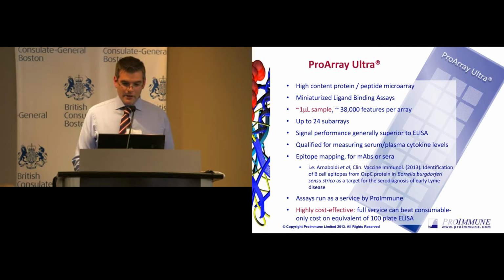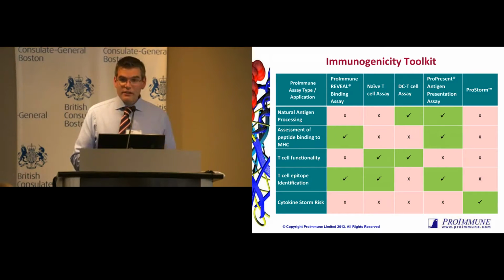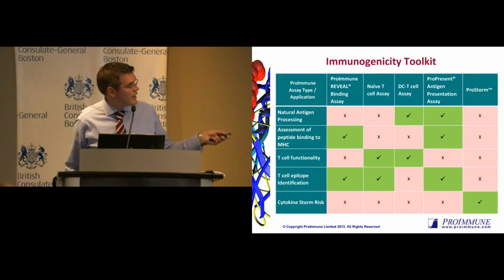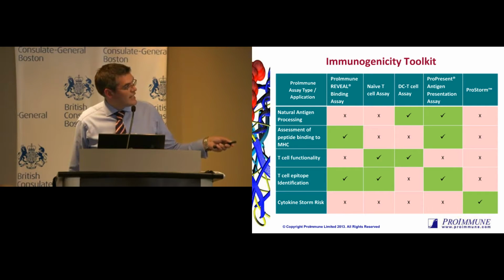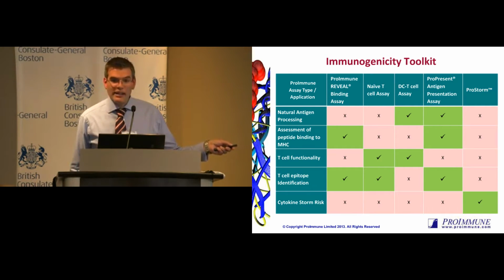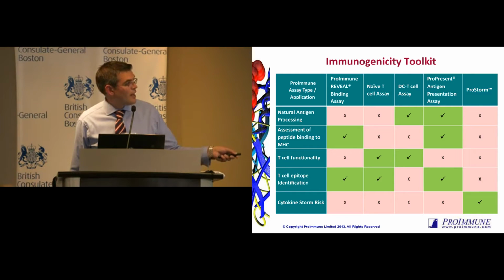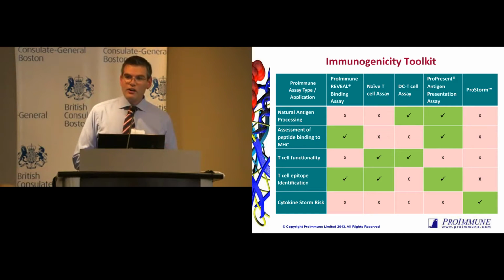I won't go into this in too much detail, but just to say finally that the toolkit we have available allows different questions to be addressed at different time points. Whether you're thinking about natural antigen processing and whether that is an important thing to consider in your assays, in that case the DCT assay and the ProPresenter assay both take into account that aspect. If you want to look at physical peptide binding to the MHC, then obviously we have the binding assays, and we can also confirm that in the antigen presentation assays as well. T-cell functionality is taken care of in the T-cell assay and the DCT assay, and actually identifying epitopes is done through the binding assay, the T-cell assay, and the antigen presentation assay. And then ProStorm is sort of out on a limb there at the end. But all these different assays integrate depending on the kind of questions that you have.